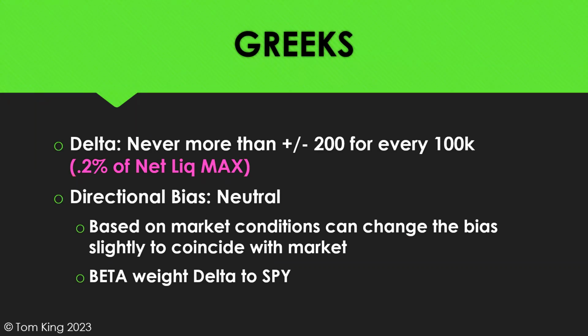Okay, that's the maximum delta I really want in my account. So if I've got a $100,000 account, I want my delta to be somewhere between plus and minus 200. Okay, that's it. I have a neutral bias. I'd like to stay neutral. I don't want to get too high, too low.